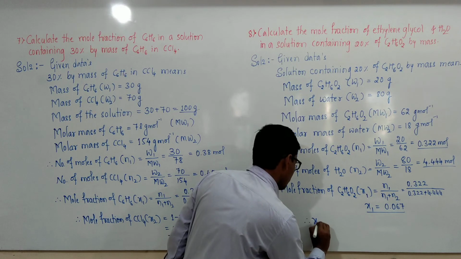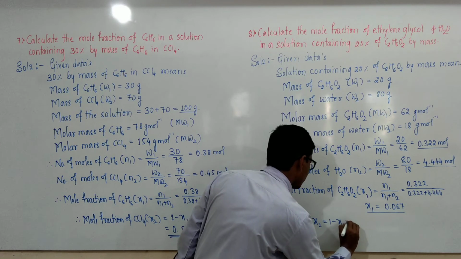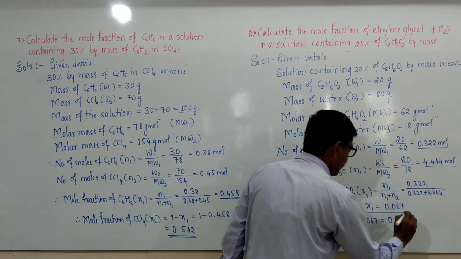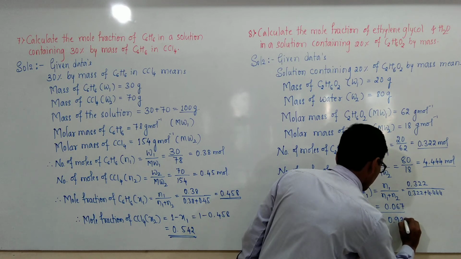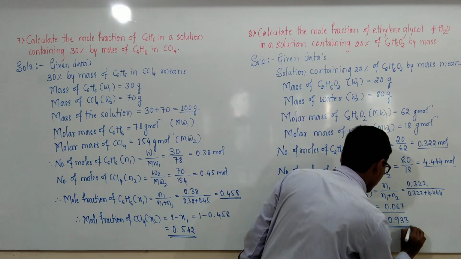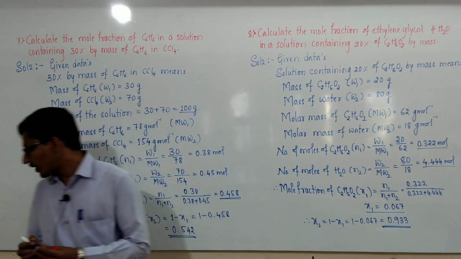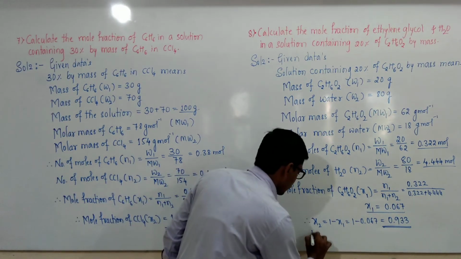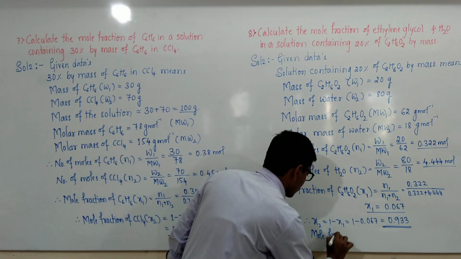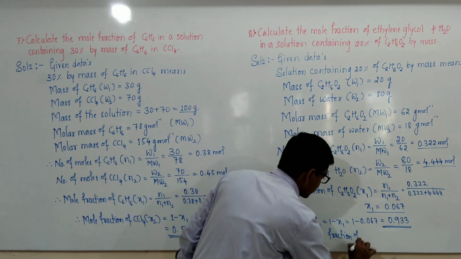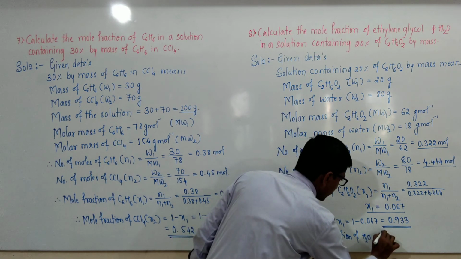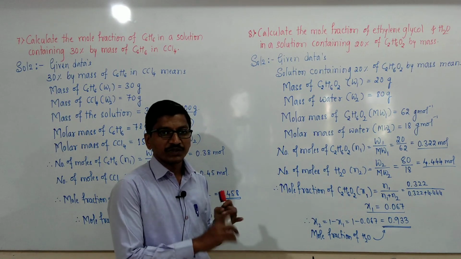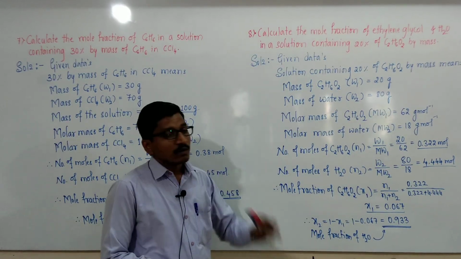Therefore, X2 is equal to 1 minus X1, which is 1 minus 0.067, equal to 0.933. 0.933 is the mole fraction of water. Mole fraction of H2O is this much. These are some problems based on mass percentage, volume percentage, ppm and mole fraction.